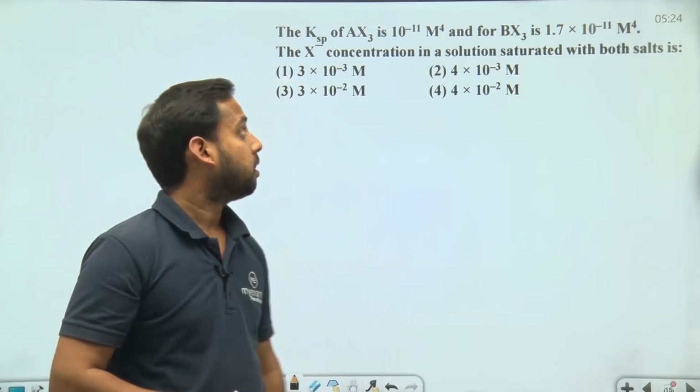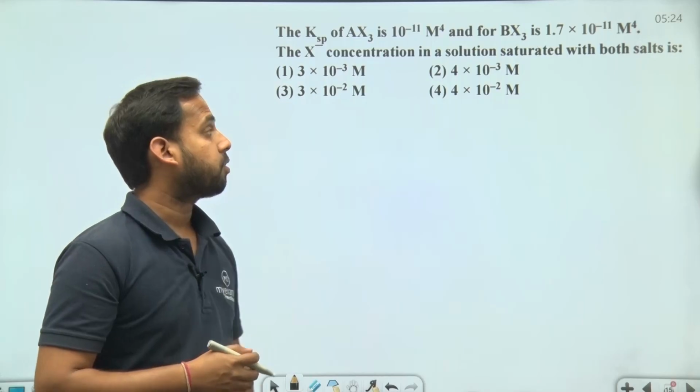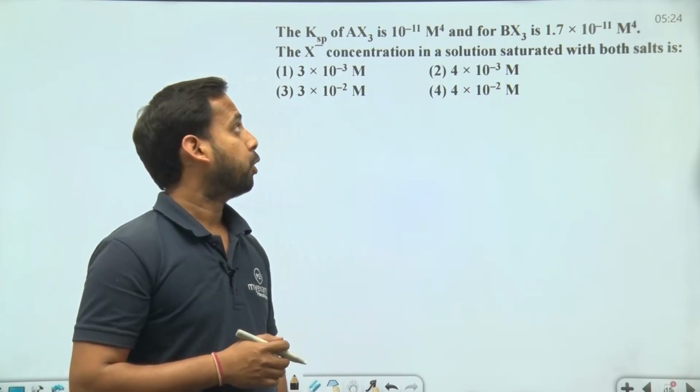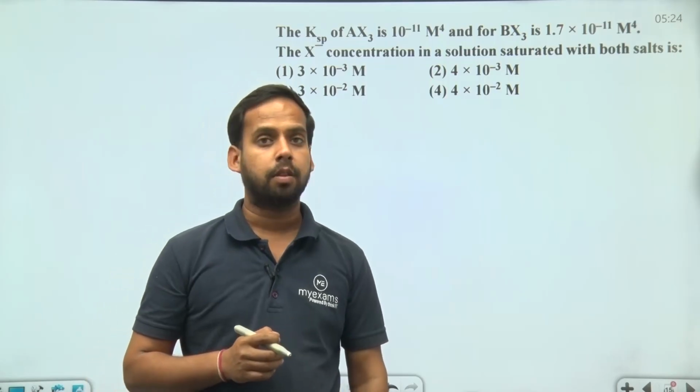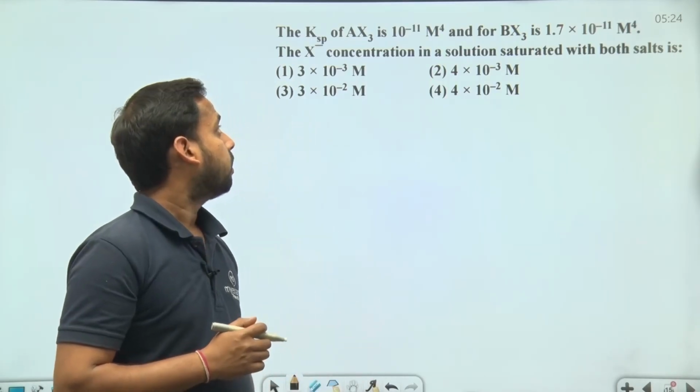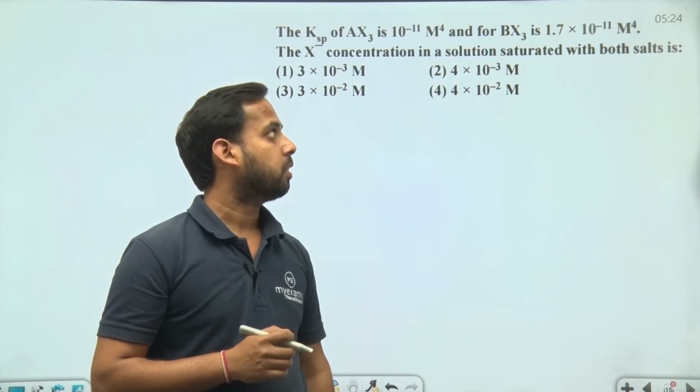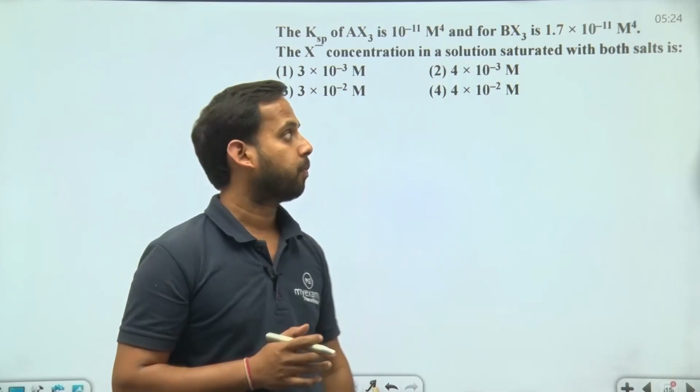So the question is, the KSP of the AX3 is 10 to the power minus 11 molar to the power 4, and for the BX3 is 1.7 into 10 to the power minus 11 molar to the power 4. The X minus concentration in the solution saturated with both the salts is?